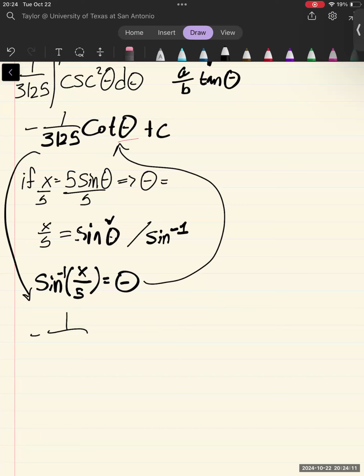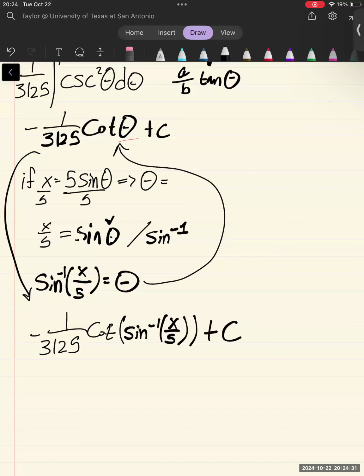But this is 1 over 3125 cotangent. And then remember theta in this case equals sine inverse x over 5 plus c. All right, so I've done the problem. Do we have any questions?